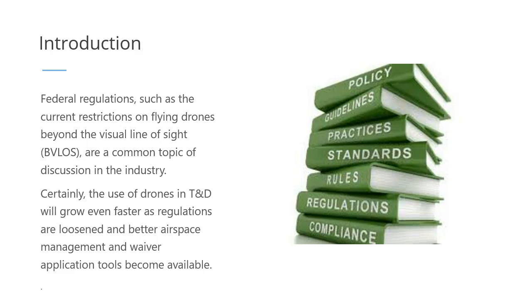Federal regulations, such as the current restrictions on flying drones beyond visual line of sight, are a common topic of discussion in the industry. Certainly, the use of drones in transmission and distribution lines will grow even faster as regulations are loosened and better airspace management and waiver application tools are now becoming available. Some organizations are already testing beyond visual line of sight operations, and you should be interested in taking this step as well.